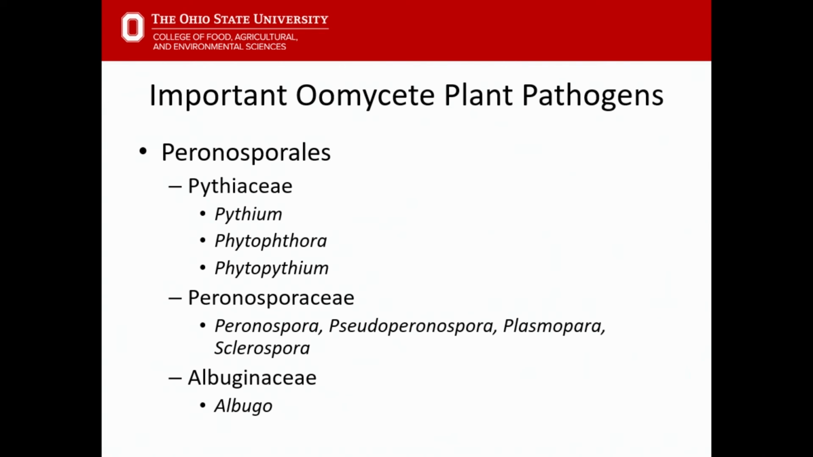The three families within the order Peronosporales, most important as plant pathogens, are the Pythiaceae, containing the genera Pythium, Phytophthora, and the recently named Phytopythium; the Peronosporaceae, including the genera Peronospora, Pseudoperonospora, Plasmopara, and Sclerospora, causing downy mildews; and the Albuginaceae, containing species of Albugo that cause white rust.